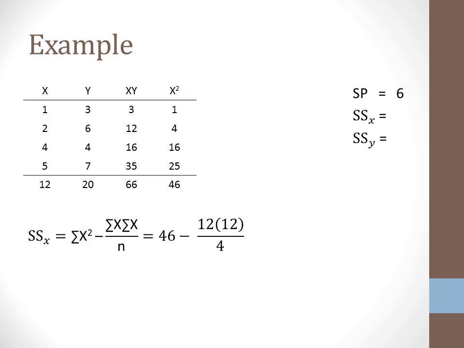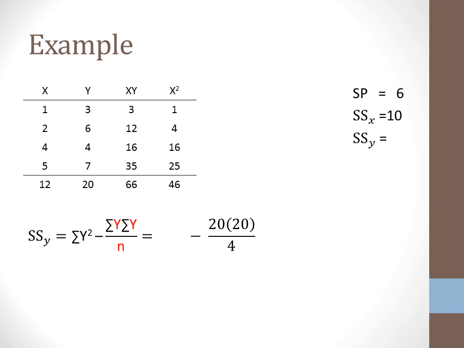So we go ahead and place that in the formula. And now we solve for the sums of squares. And we get a value of 10 for sums of squares x. And we go ahead and place that in at the top. Okay, now let's go ahead and solve for sums of squares y. And again, we just get the same values that we've already obtained. They're in the table. So I'm going to fill those in.